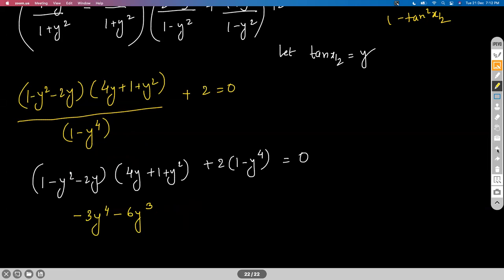Sorry, I'm just erasing this part. I'm rewriting it. Don't worry. Yeah. What will be the y terms? Y terms will come when this multiplies with this, and this multiplies with this. Okay, so that will give you, if I'm not mistaken, plus 2y. Correct?